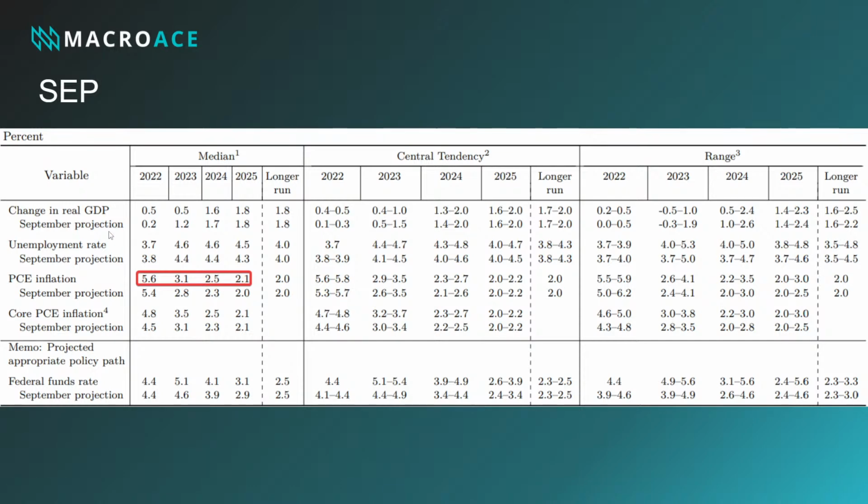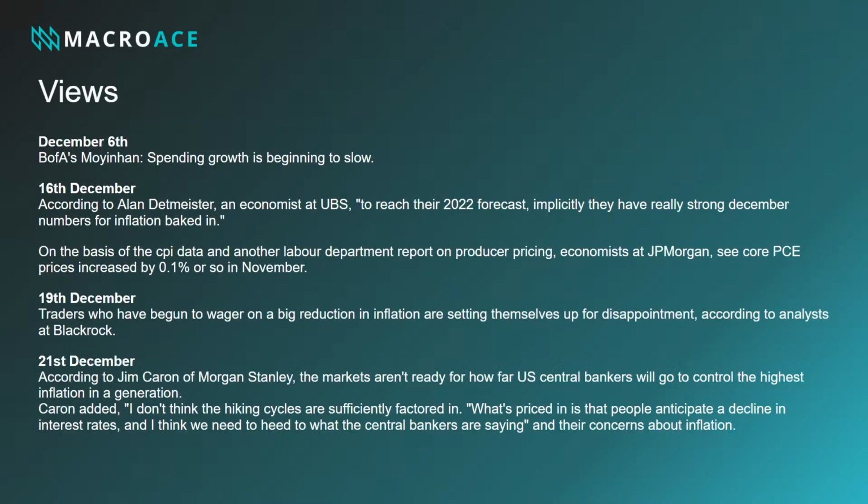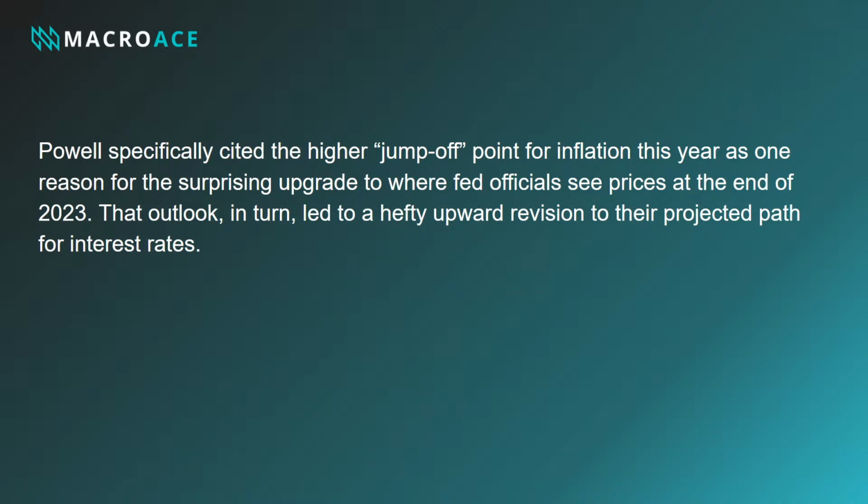The PCE price index data is going to be very key to watch alongside the consumer spending data. Now, what did Powell say? In the last FOMC press conference, he specifically cited the higher jump-off point for inflation this year as one of the reasons for the surprising upgrade to where Fed officials see prices at the end of 2023. That outlook in turn led to a hefty upward revision to their projected path for interest rates. So again, an underestimation of how strong inflation is expected to be led Fed officials to change the tune, not completely, to maybe hiking for longer, but not by a bigger amount at each meeting.